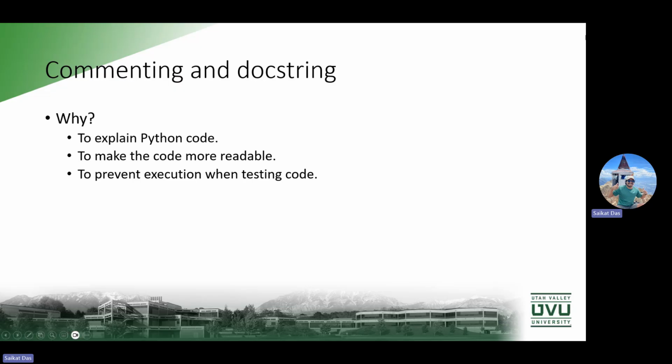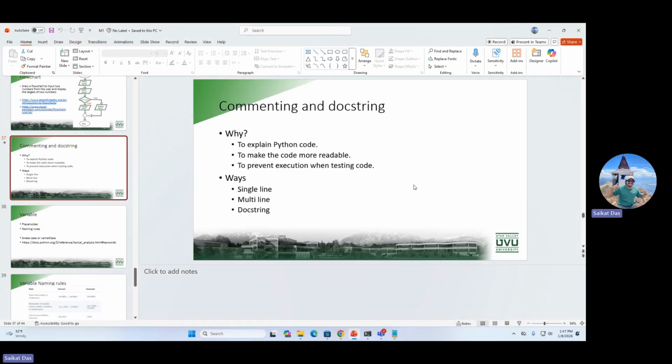So why do you need to use commenting? To explain the Python code for yourself and for others as well, to make the code more readable, and to prevent execution when testing the code. And what are the ways? Single line commenting, multiple line commenting, and another is called a docstring. Docstring is a part of a function. I will discuss the docstring when I discuss functions, but I will discuss single line commenting and multiple line commenting. So what is single line commenting?